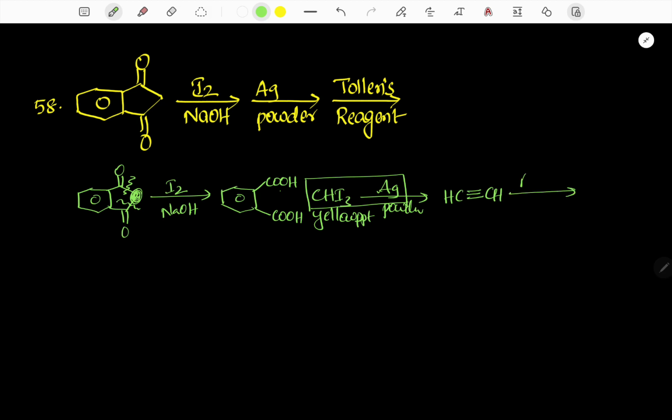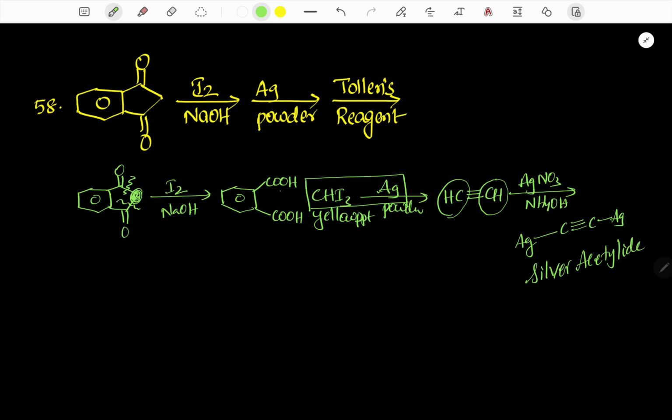Now it is treated with the Tollens reagent. So Tollens reagent is AgNO3 and NH4OH. Whenever a terminal alkyne reacts with the Tollens reagent, simply an acid base reaction takes place and Ag plus will be attached. It is called silver acetylide. So this simply reacts with Tollens reagent. This is just an acid base reaction. In normal Tollens, oxidation happens, but here no oxidation happens. It is just an acid base reaction.